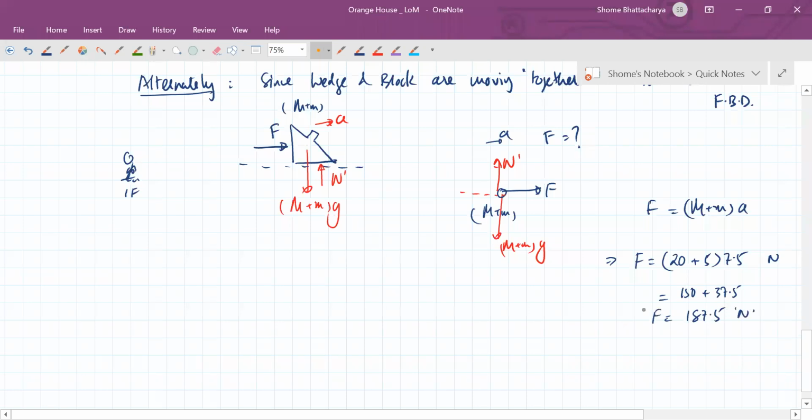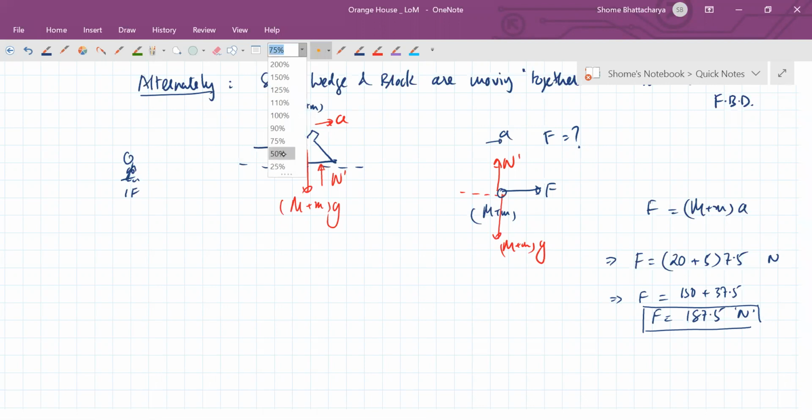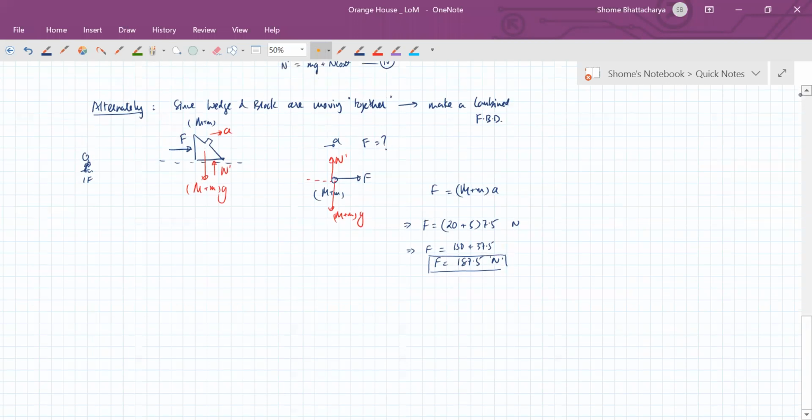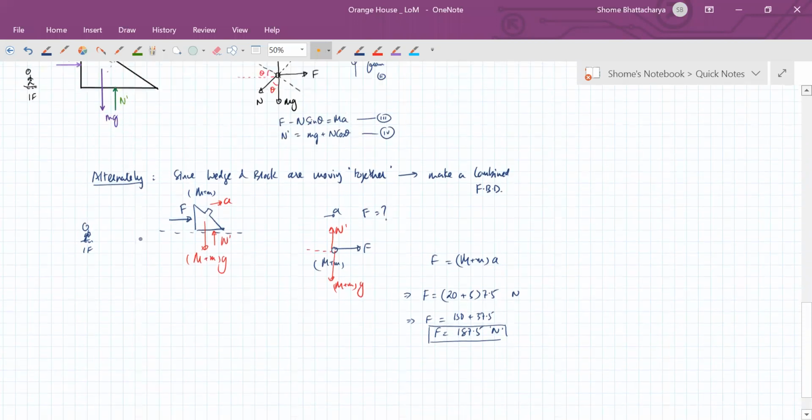So you should be getting F as this. Now I'll show in the above free body diagram also you'll get the same, but as I said, that is unnecessary. Now, we don't need to work that hard in solving so many equations. This alternate method is much easier.